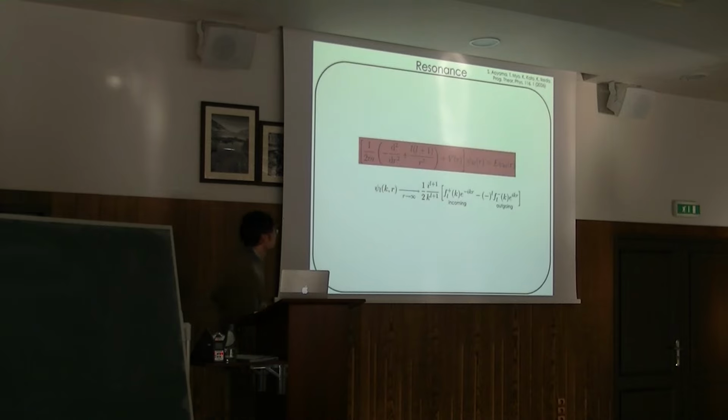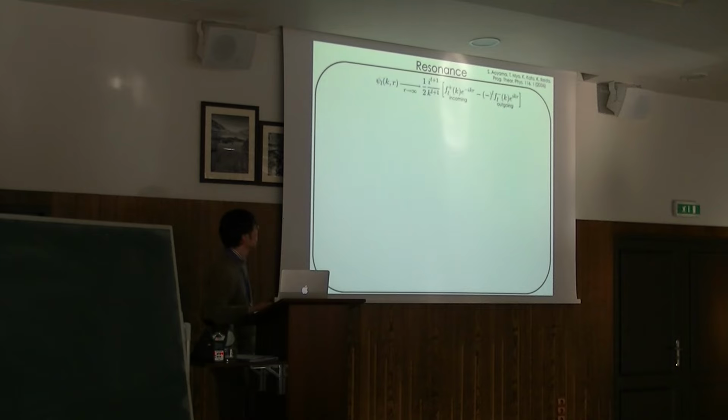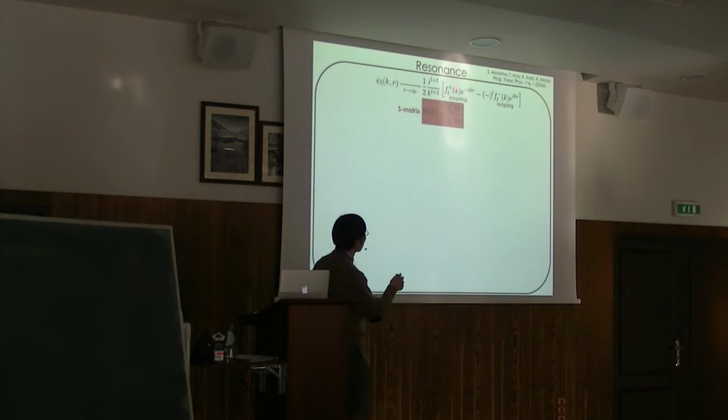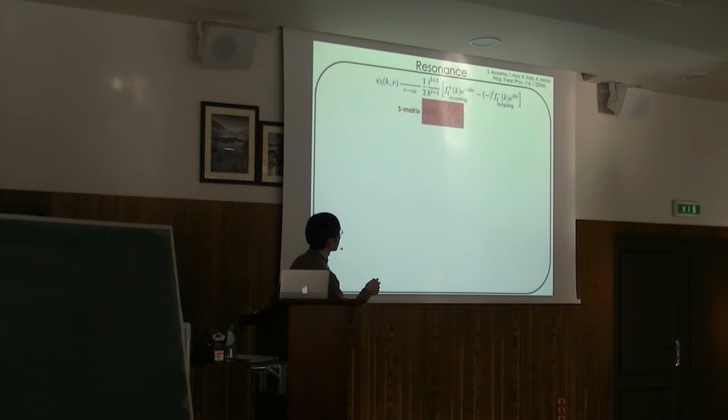And what is important is to understand the asymptotic behavior of the wave function. I think you have almost all heard already in the normal quantum mechanics course about the resonance and the scattering states. In this case, the wave function is expressed by the superposition of incoming state and outgoing state. And we define the S matrix here: F plus and F minus are the coefficients for the incoming state and outgoing state, and S is defined by F minus divided by F plus.